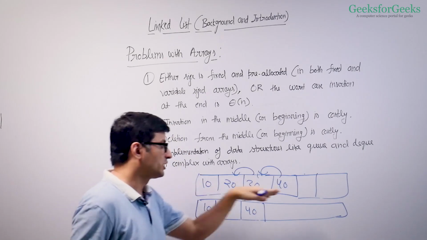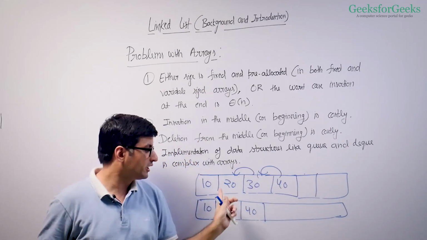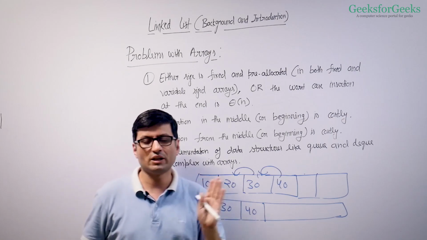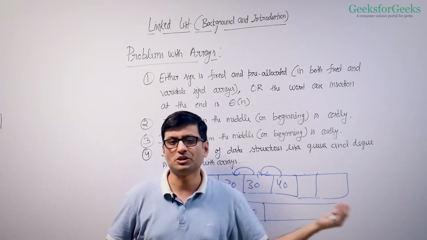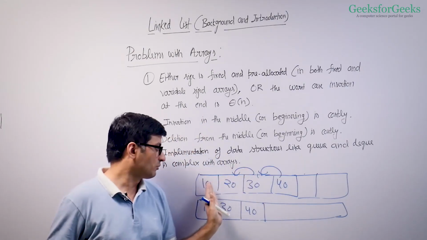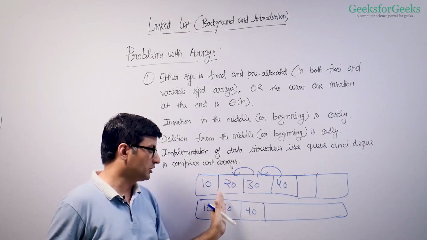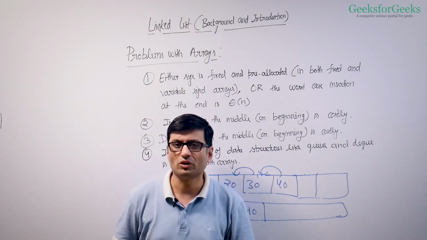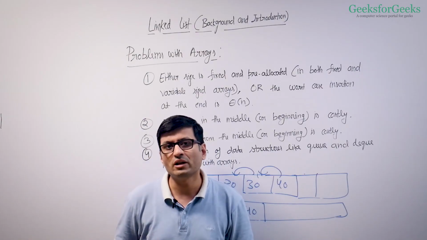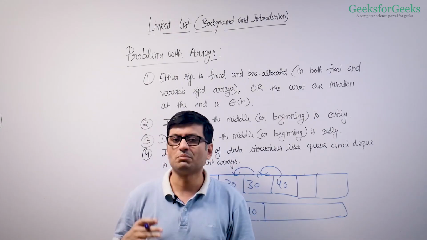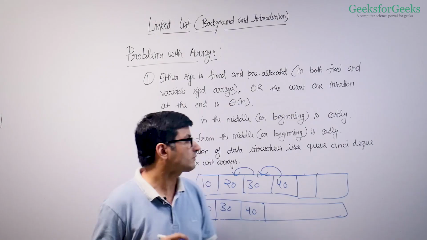Suppose you had thousands of elements and you wanted to delete the second element or first element, then you will have to move almost all the elements one position before, right? If you are removing the first element, then you will have to move 999 elements one position before, which is a costly operation. So insertion in the middle, deletion from the middle, they are both costly operations.